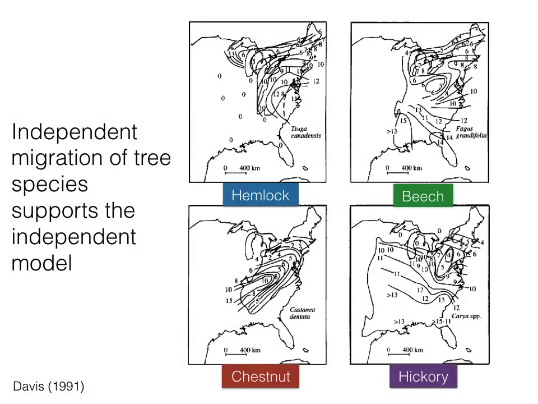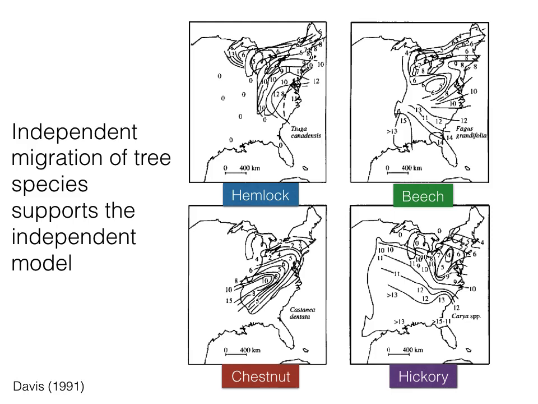A very different kind of evidence in support of this independent model of community organization comes from a series of studies by Margaret Davis and her colleagues. Based on analysis of pollen grains deposited in lake sediments over the past 14,000 years, Davis was able to reconstruct the historical migration of major tree species over this time period. The maps on the slide show 4 different tree species, hemlock, beech, chestnut, and hickory, that are characteristic of eastern deciduous forests in the continental United States.